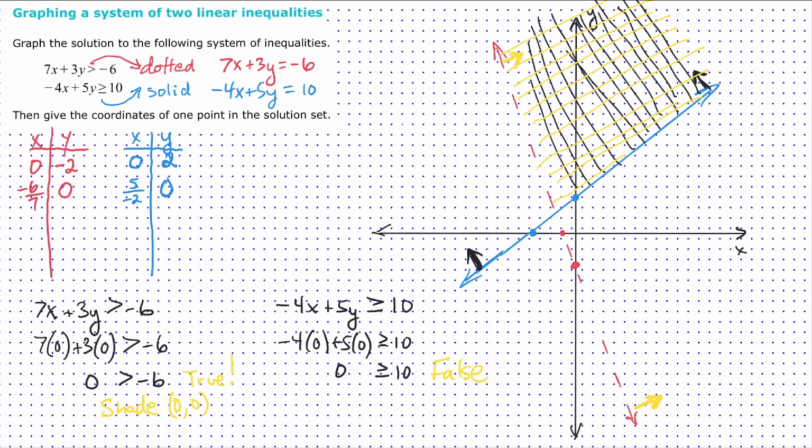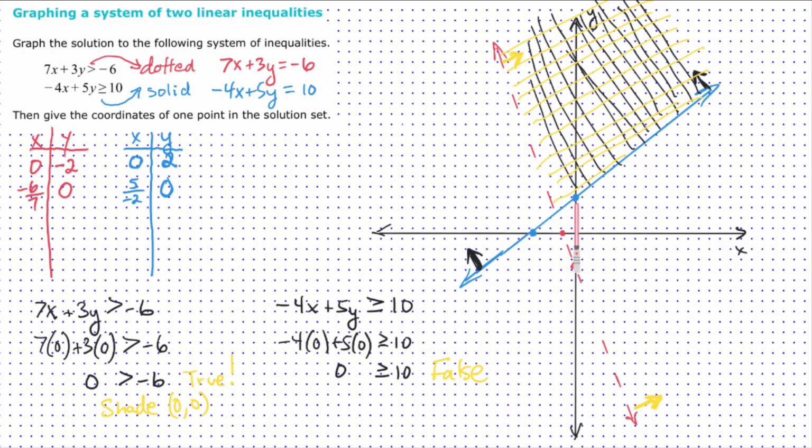Alright, to answer the very last part, it says then give the coordinates of one point in the solution set. Well, there's lots of points. You could point to one right here. That one would certainly work. But it makes sense to just pick something a little bit more obvious. Maybe this one's obvious for you because the solid blue line says it is shaded here. So this ordered pair would work. 0, 2 would be a solution.